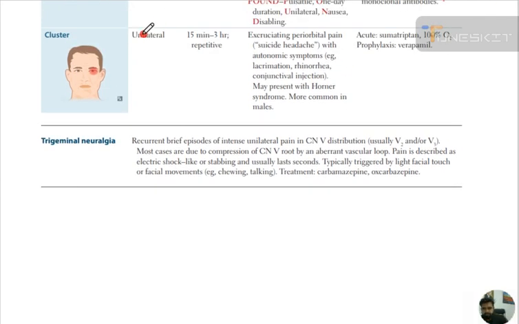Cluster headache. It is unilateral and may remain for 15 minutes to 3 hours. It is repetitive, excruciating periorbital pain, the suicide headache, with autonomic symptoms, e.g., lacrimation, rhinorrhea. Conjunctival injection may be present, with Horner syndrome, more common in males. Acute cases can be treated with sumatriptan, 100% oxygen. Prophylaxis can be given with verapamil, which is a calcium channel blocker.